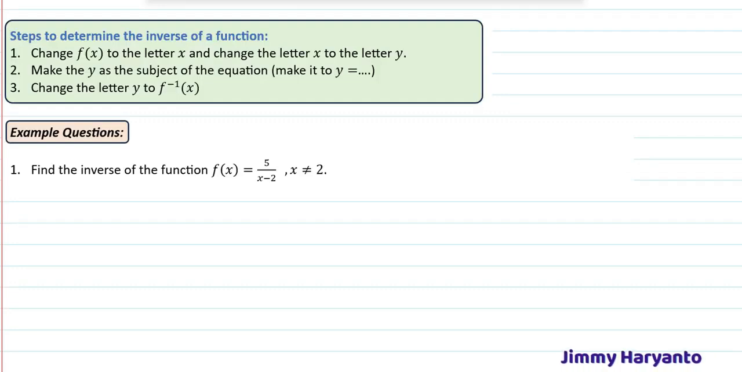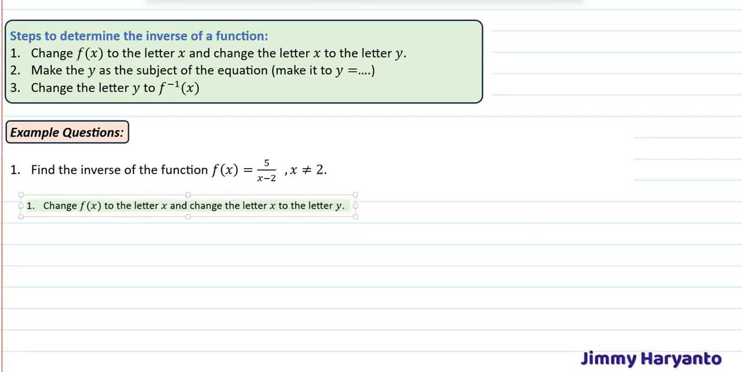Okay, to find an inverse using algebra, there are several steps you have to follow. The first one is you have to change the f(x) into the letter x and change the letter x to the letter y. So you only have to swap them. As you already know, f(x) is y, right? So you only have to swap the positions of x and y in the rule, and then make y the subject of the equation, or make it into y equals something, and then change the letter y into f to the power of negative 1. That means the y letter will become the inverse. Okay, let's try example question 1.